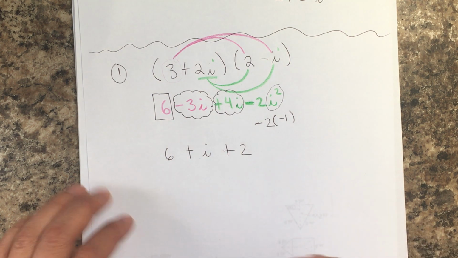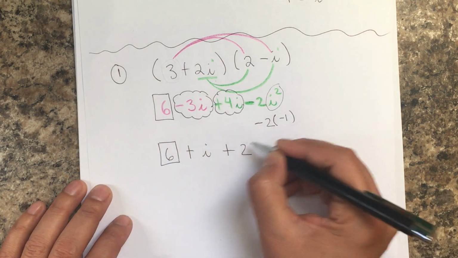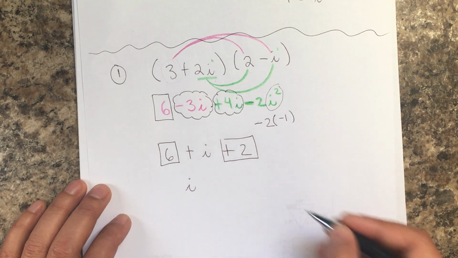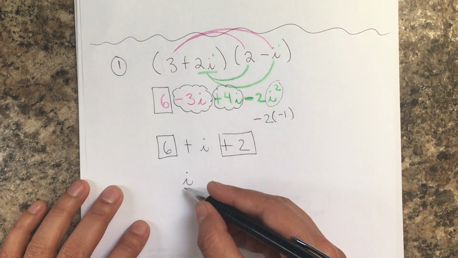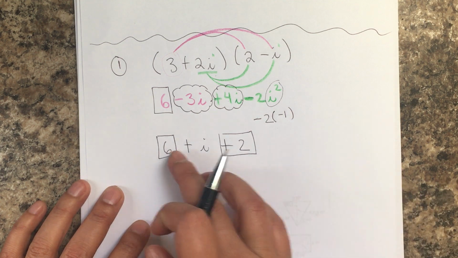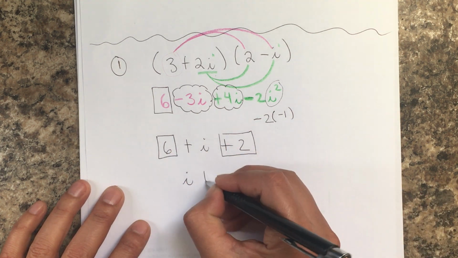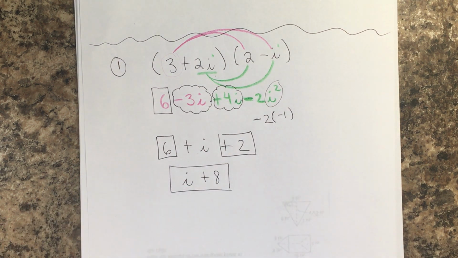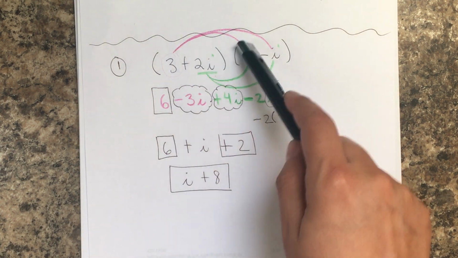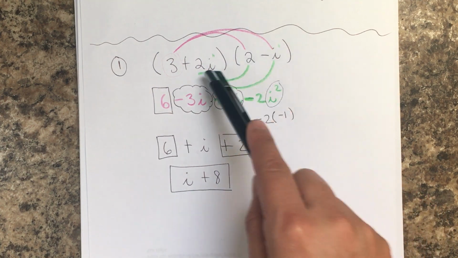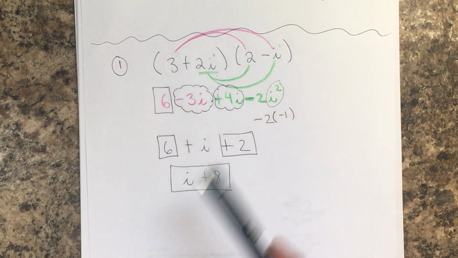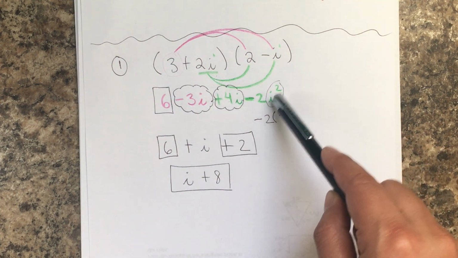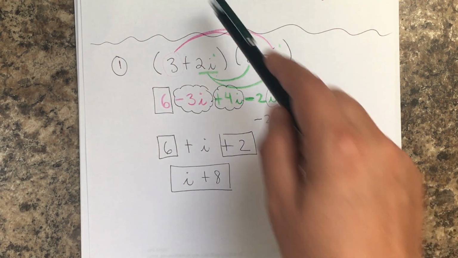So now we have more like terms. So the i, you just bring it down. And 6 plus 2 is 8. So that's it. That's the answer. Again, the first thing is to do the distributive property with each term from the first parenthesis. Once we have that, if you have i squared, you replace it by negative 1.